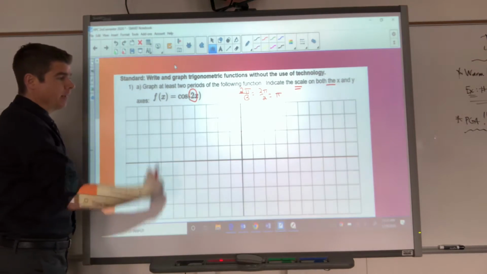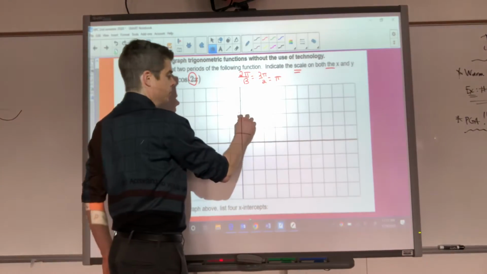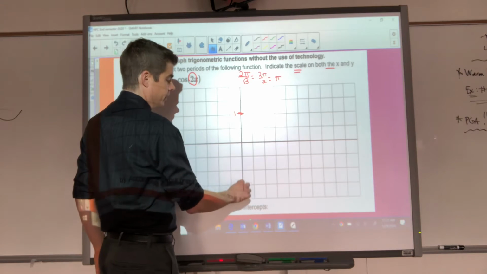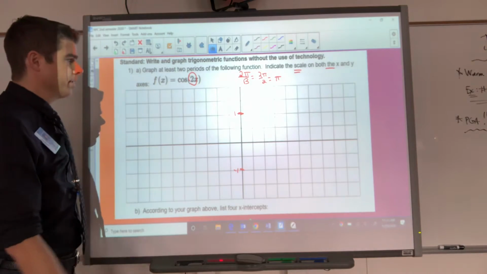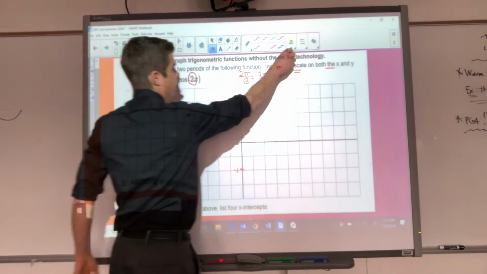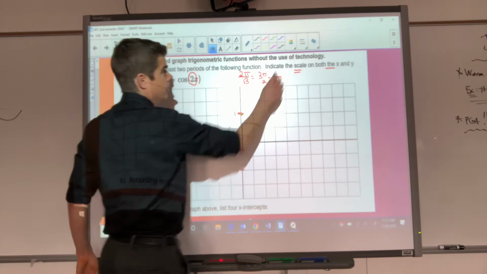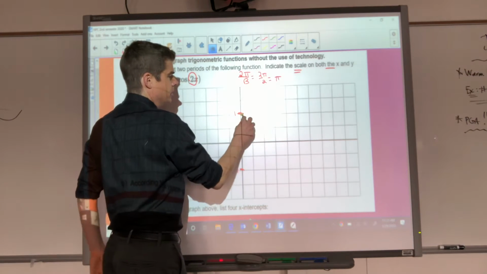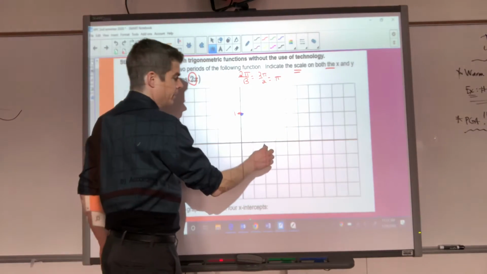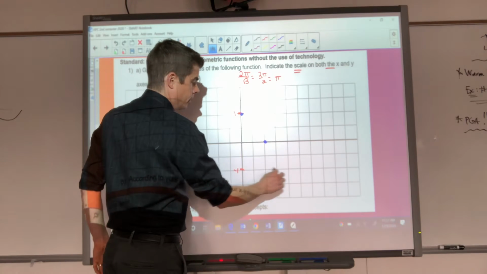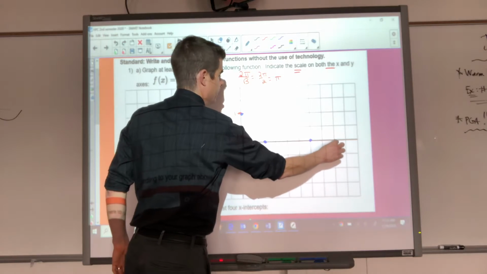So for my scale, I might go up here and call this 1, and then call this -1, just because I have a lot of squares to work with. And then I might indicate, okay, cosine starts up here, because the cosine of 0 is 1. And then I might use this as my next tick mark. This is my next tick mark. This is my next tick mark. And then this is that tick mark.